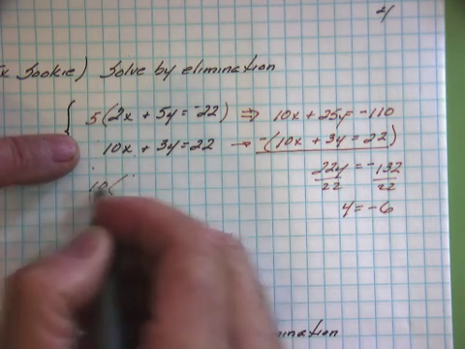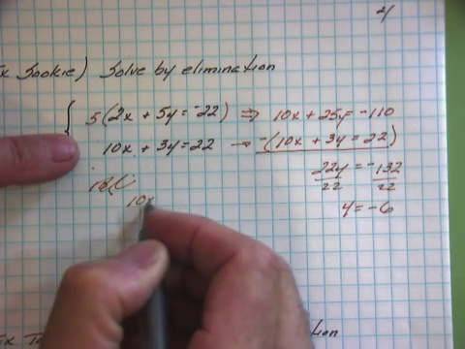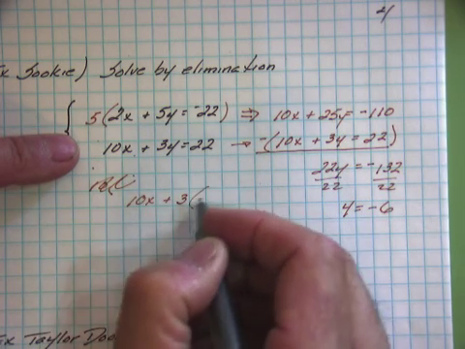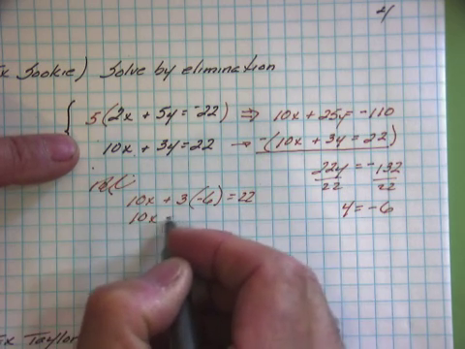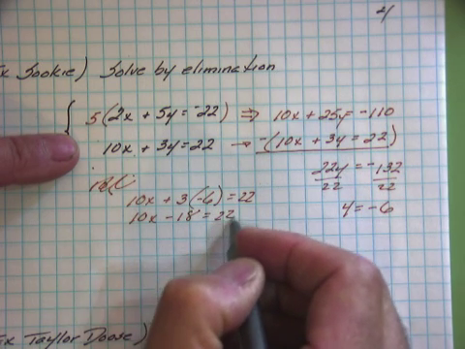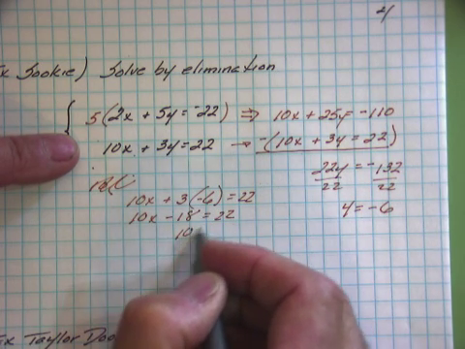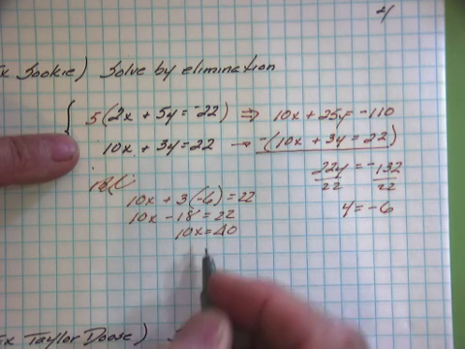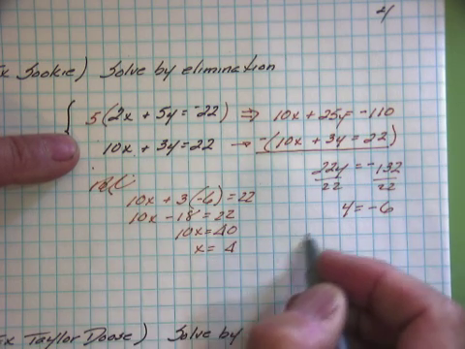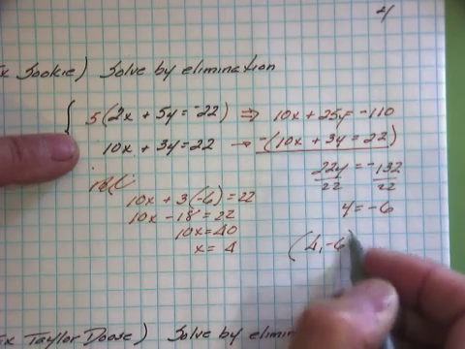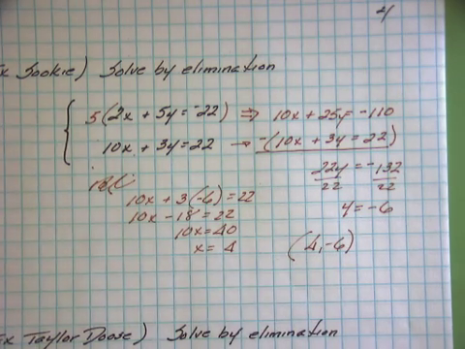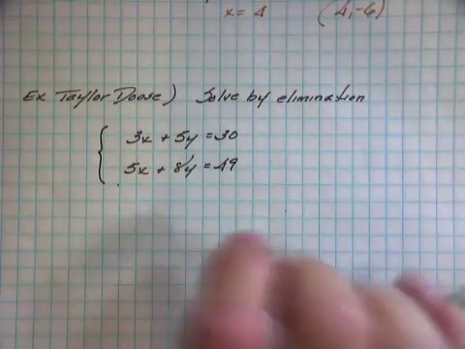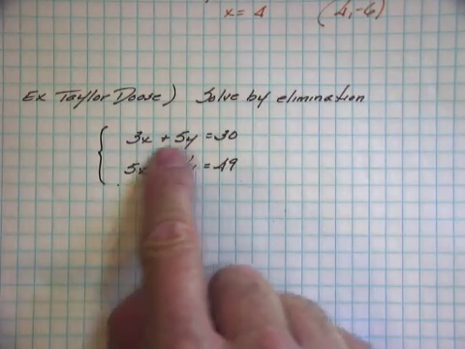So I'm halfway there. I'm going to take this and put it into one of the two equations. Let's put it in the second one. So I've got 10x plus 3 times negative 6 equals 22. So that's 10x minus 18 equals 22. Add 18 to both sides, 10x equals 40. Divide both sides by 10, and x equals 4. So the solution is 4, negative 6. If I were to graph these two equations, they would intersect at 4, negative 6.